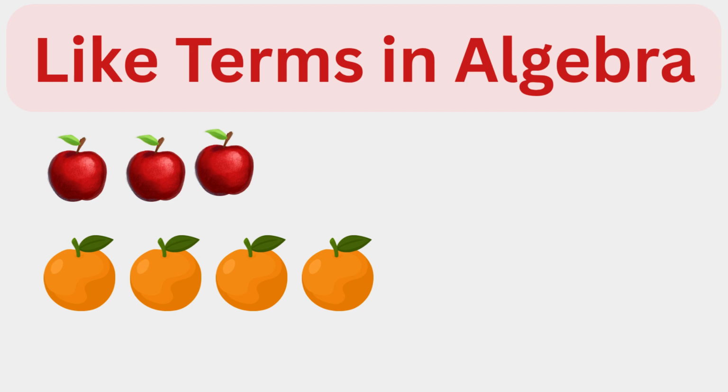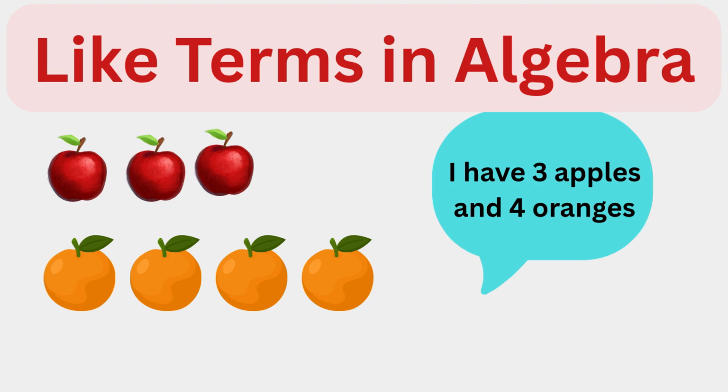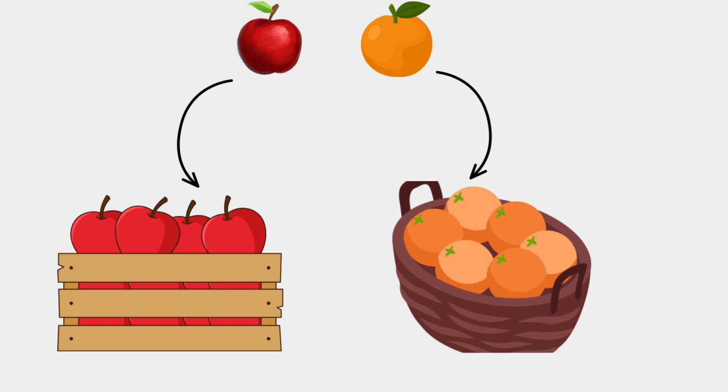Instead, I will say I have 3 apples and 4 oranges. Means apples stay with apples and oranges stay with oranges. That's the entire idea behind the like terms in algebra.